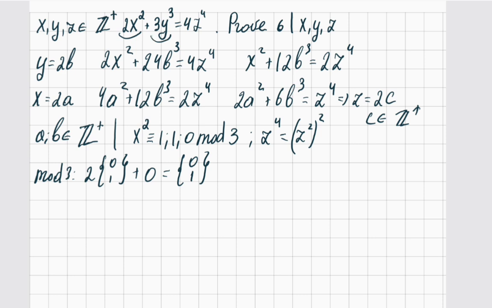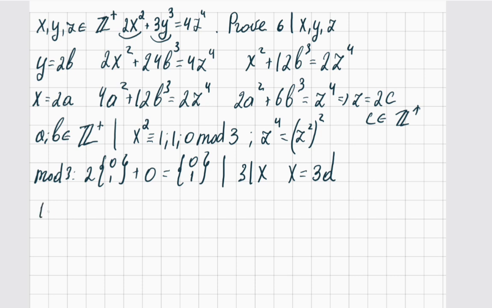However, we see that this expression here, 3 times y to the power 3, will always be divisible by 3. That is why we can say that x itself should be divisible by 3 as well, because otherwise this equation cannot hold in mod 3. So that is why we know that x is divisible by 3. Let's say x is equal to 3 times d.